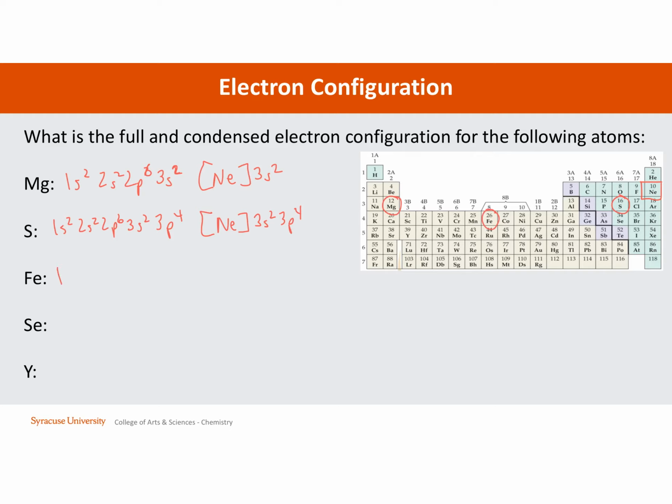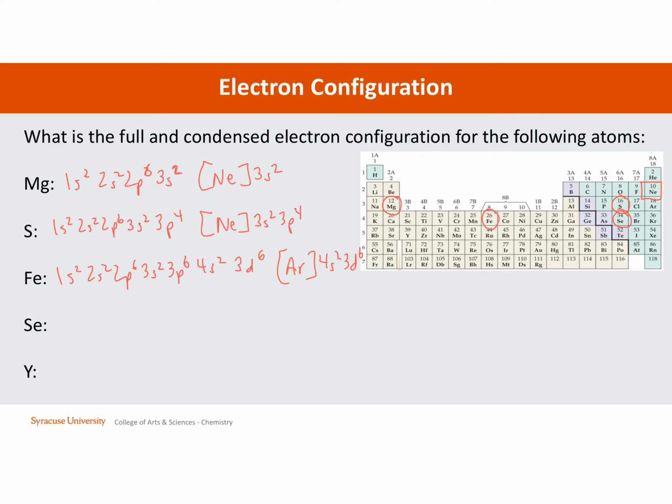Iron, we're down here now in the 4th quantum level. So iron, 1s2, 2s2, 2p6, 3s2, 3p6. That takes me all the way to argon, 4s2. And then remember, after 4s comes 3d. 3d6 takes me all the way to iron. Argon is my nearest complete noble gas, so I'd have argon 4s2, 3d6.